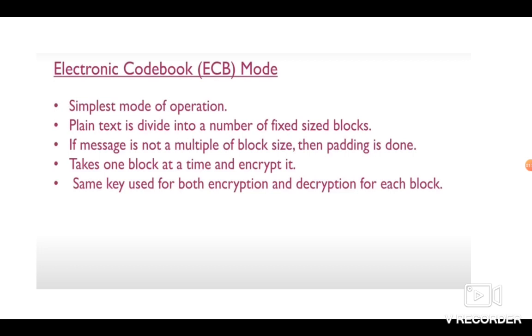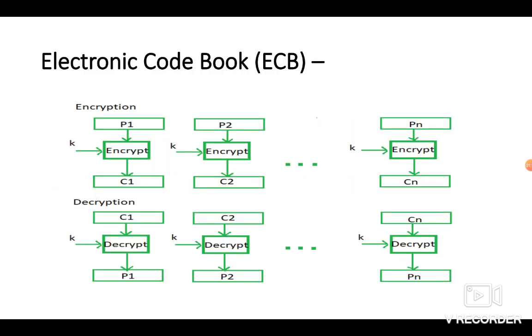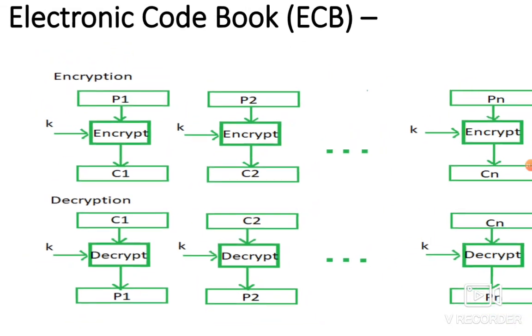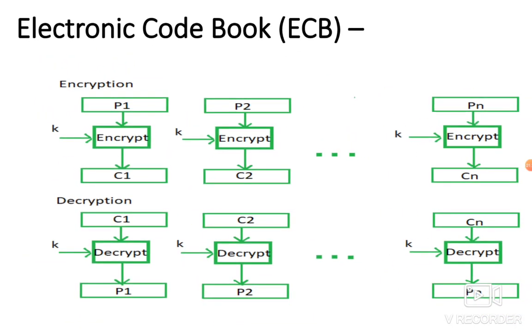So what is electronic codebook mode? It is the simplest mode of operation. Here the plain text is divided into number of fixed size blocks, and if the block size is less than a specific size, then you have to add extra zeros, that is the padding is done. Then you have to take one block at a time and that block is encrypted and the ciphertext is produced. And for both the encryption and decryption and for every block we use the same key. That is what is happening in electronic codebook mode.